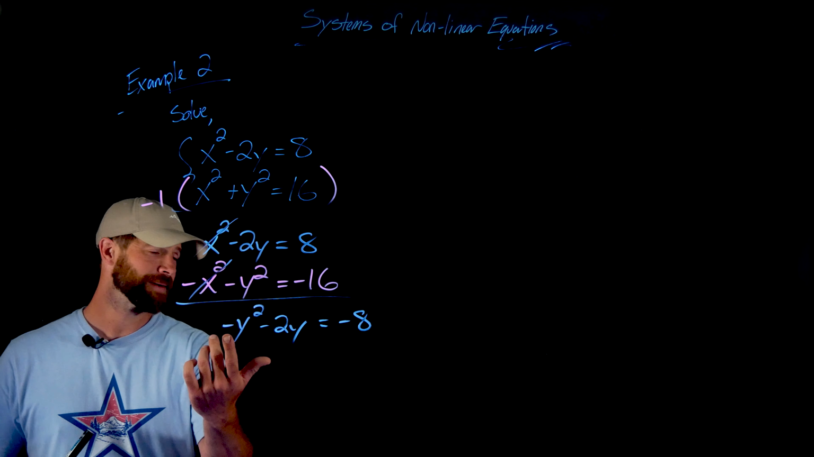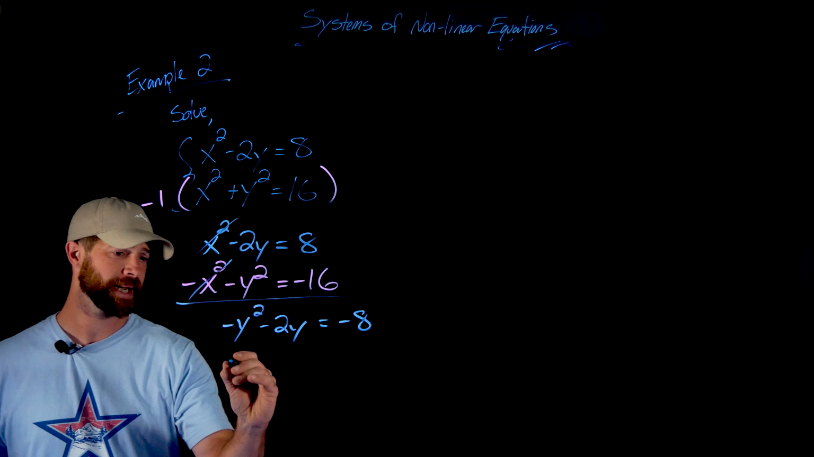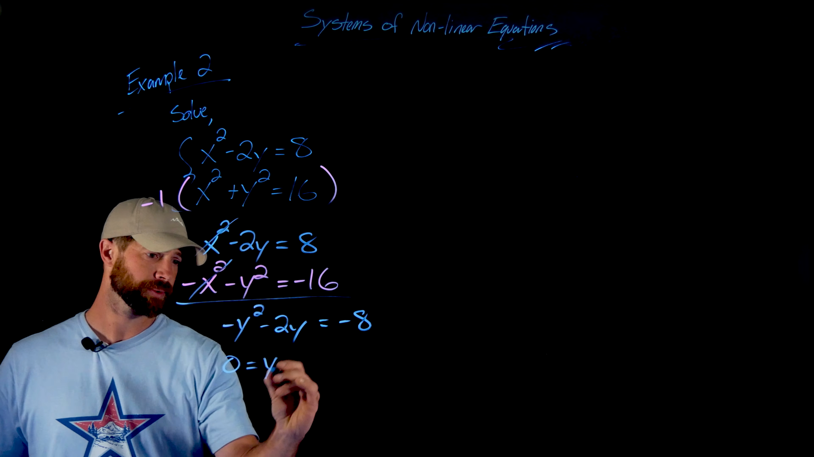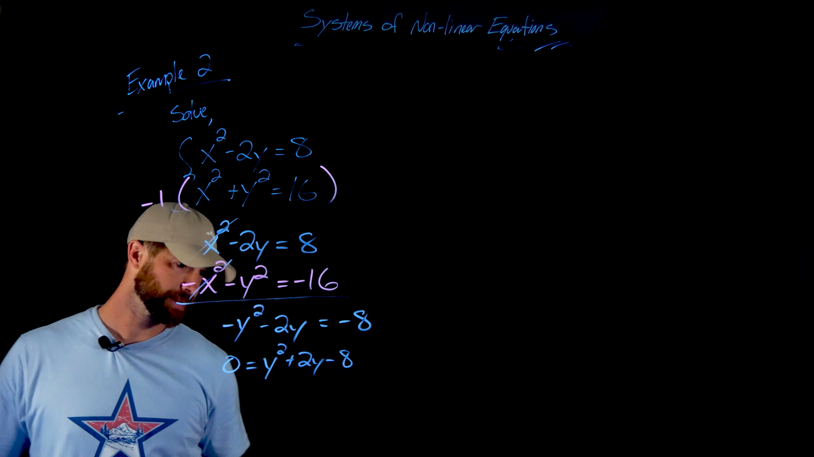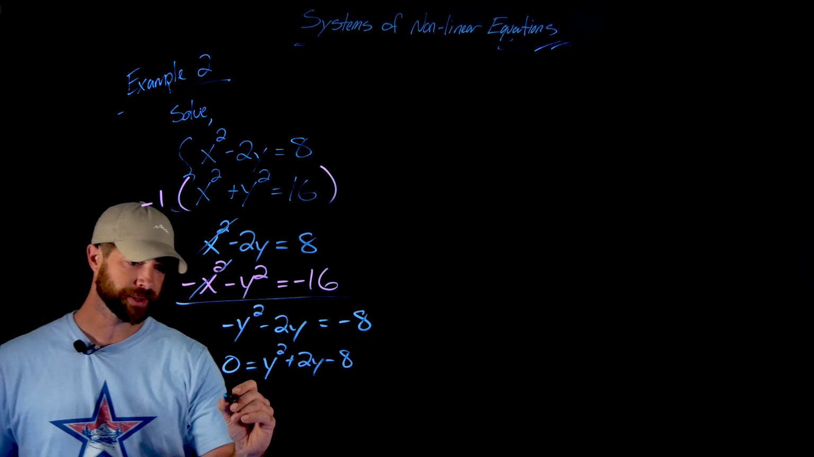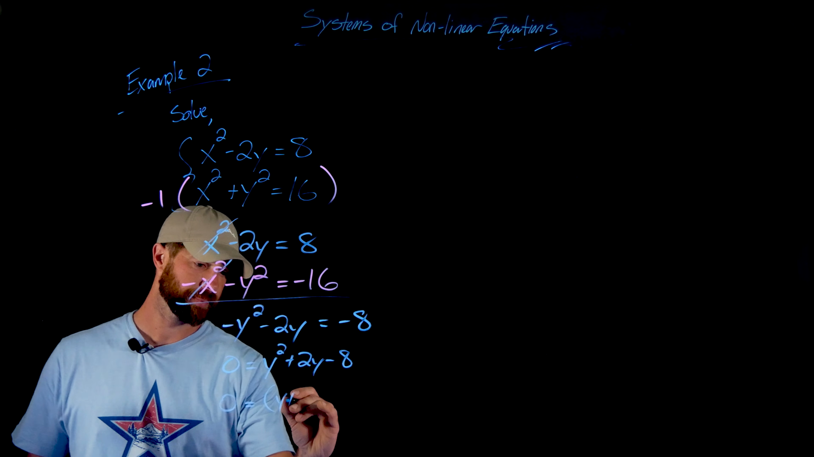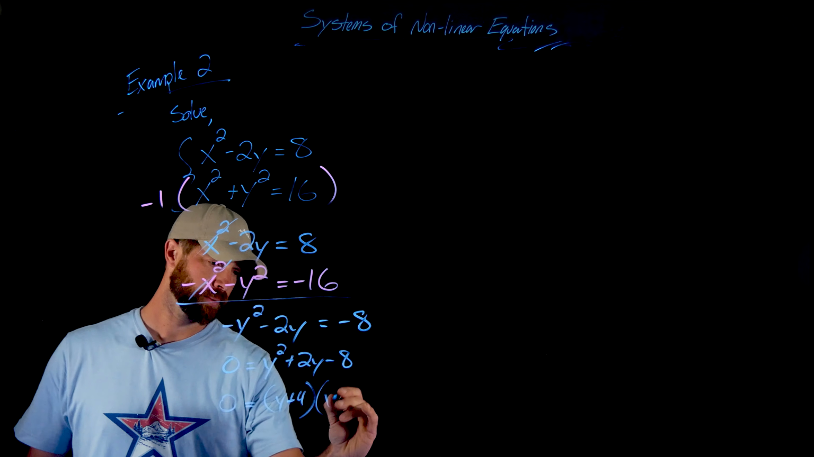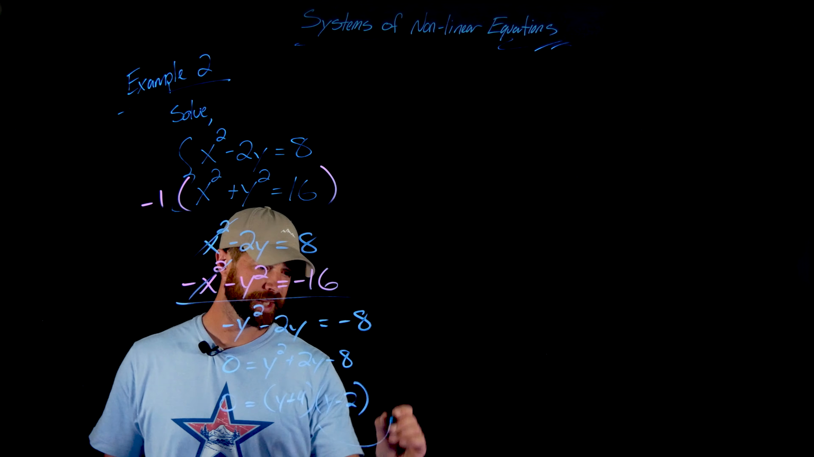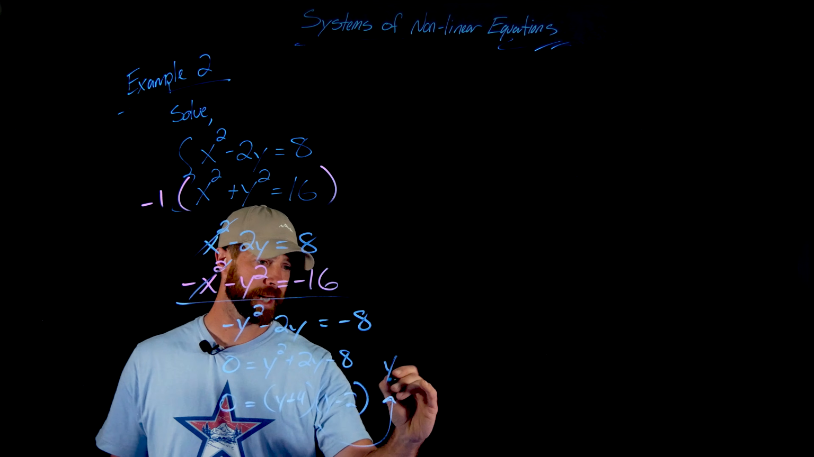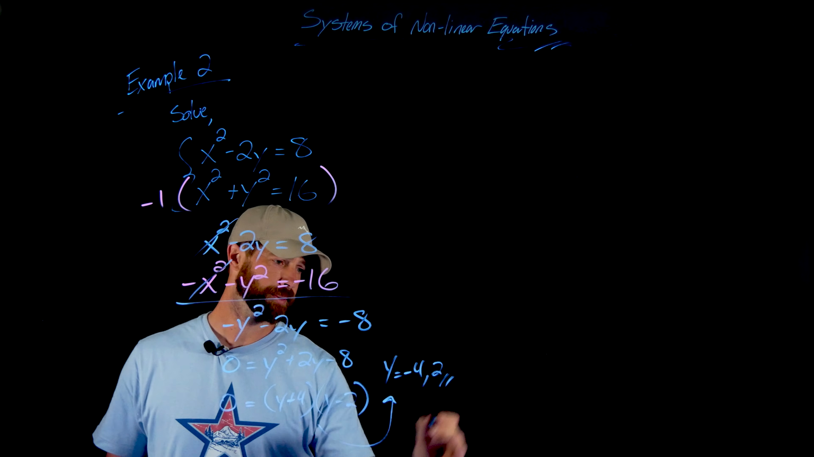I'm going to set one side equal to 0. I like not having a negative lead term, so I'm going to add these terms to that side to get 0 equals y squared plus 2y minus 8. Then it looks like I can use factoring here, and this becomes y plus 4 and y minus 2, which gives me two solutions for y: y equals -4 and y equals 2.